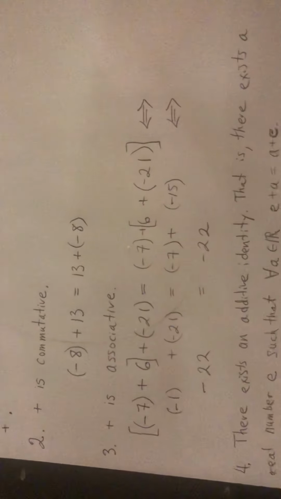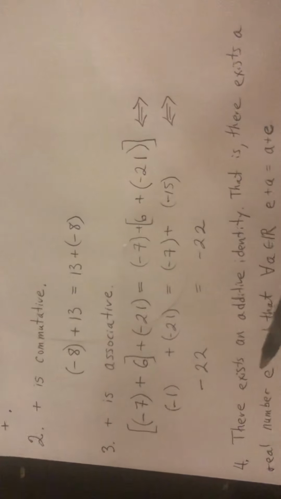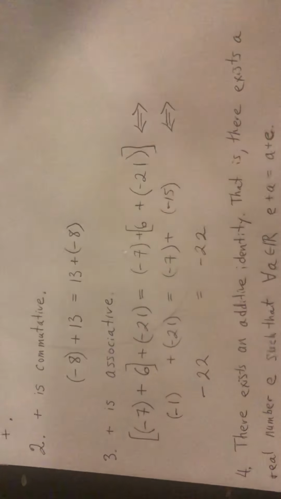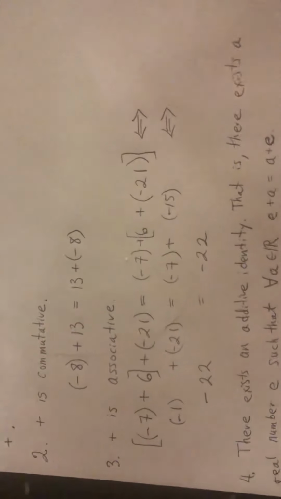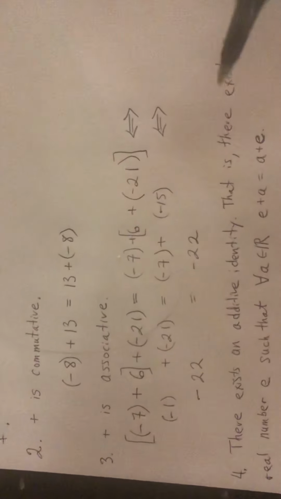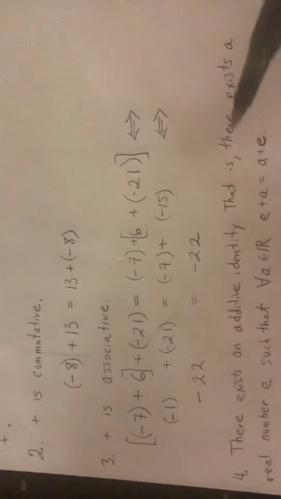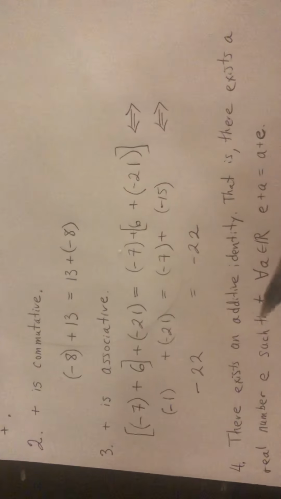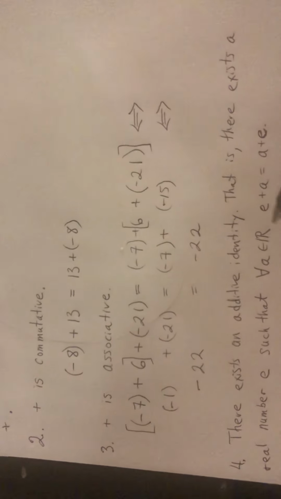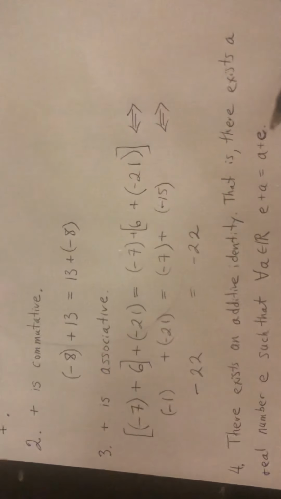All right, there exists an additive identity. That is, there exists a real number e. Now, I don't mean the e that's about 2.71. I'm just choosing e for the identity here. There exists, well, I said the identity. Maybe I should have said an identity. There exists a real number e such that for all, this upside down A means for all, such that for all reals, e plus a equals a plus e.